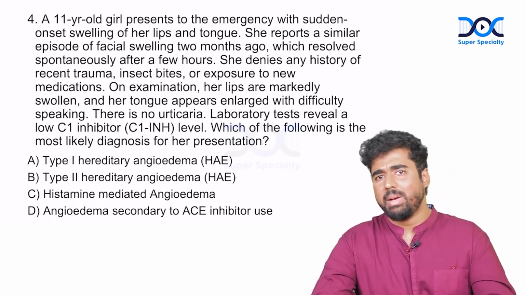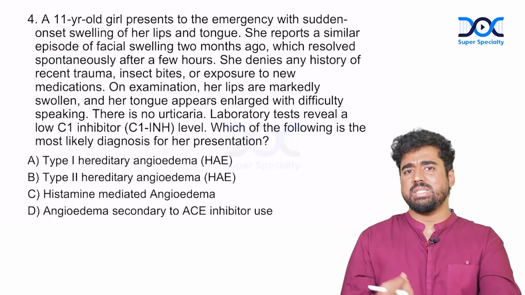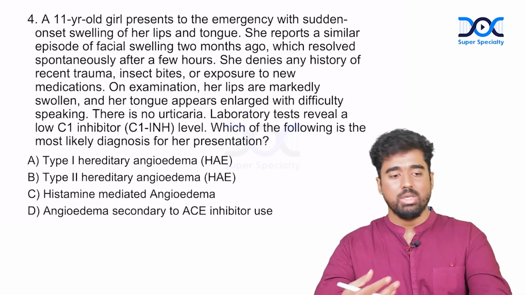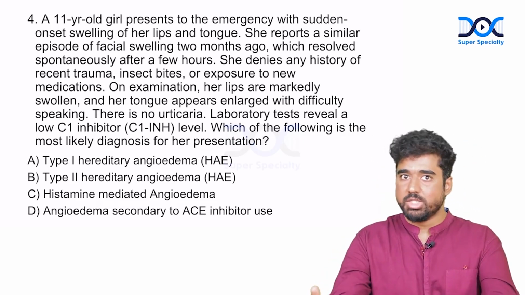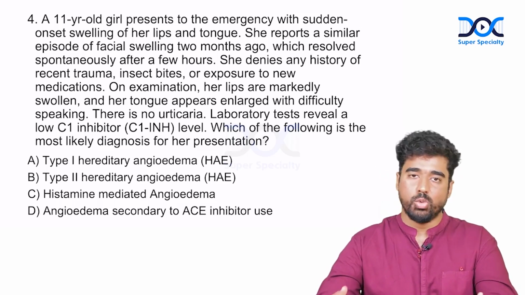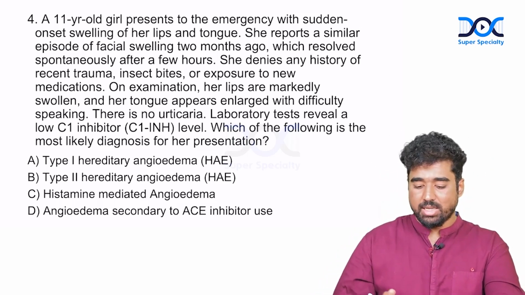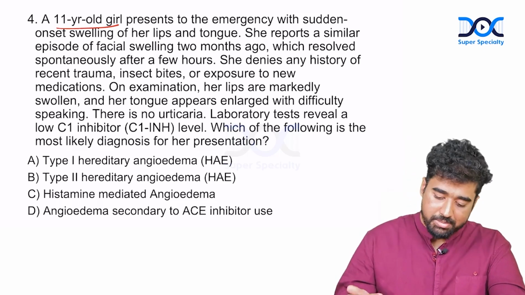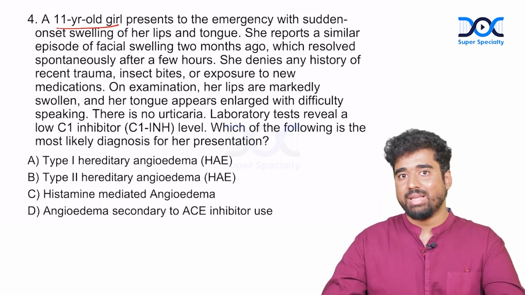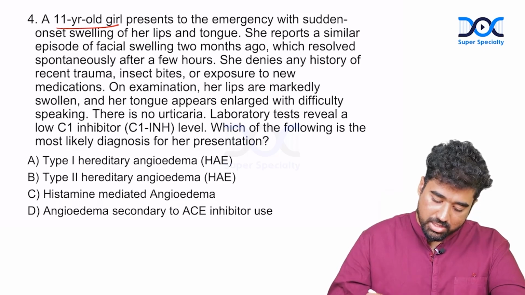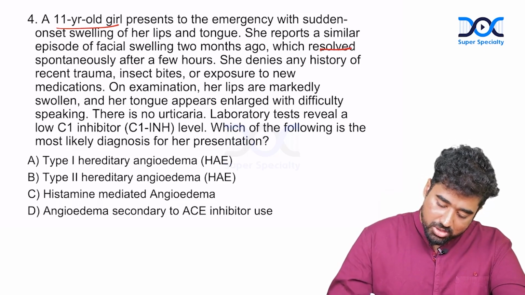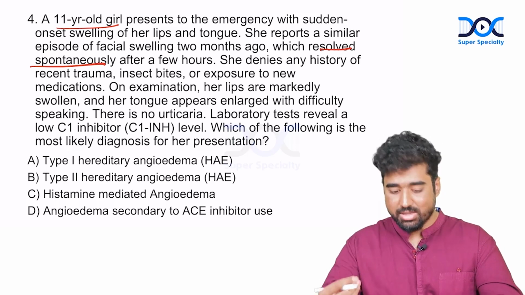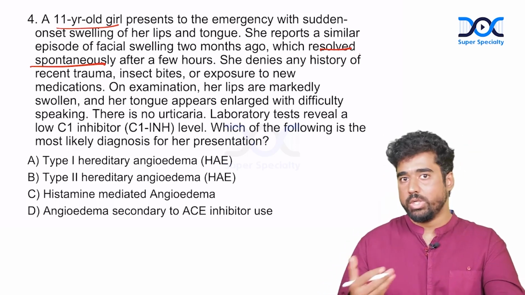So hereditary angioedema, angioedema in general, is basically a swelling of your subcutaneous blood vessels leading to swelling of your subdermal tissue because of extravasation of fluid. This is a case where an 11-year-old girl presented with sudden onset swelling of the lips and the tongue, and similar swelling was also seen on the face 2 months ago, which resolved spontaneously, and there is no history of any prominent trigger like insect bite or recent trauma or new medications.